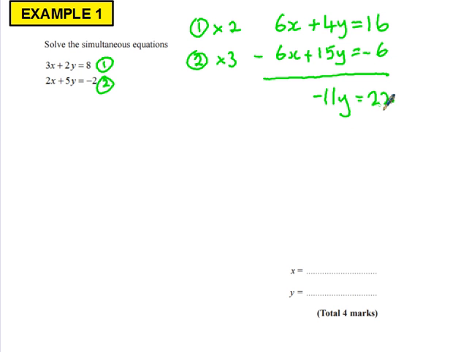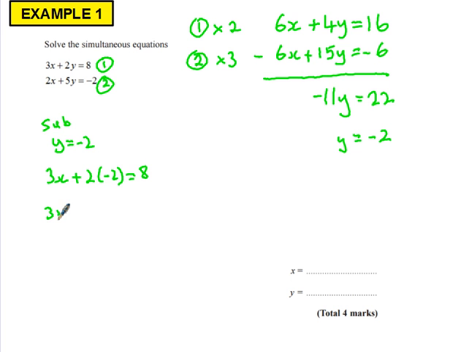So now I've got a simple equation to solve. If I divide both sides by minus 11, I get that y is minus 2. So I found one of the values that works for both of these equations. All I do now is substitute y equals minus 2 into any of these equations. It doesn't matter which one, I'm just going to use the top one. So 3x plus 2 lots of negative 2 equals 8. All I've done is substitute that value of negative 2 for y in that equation.